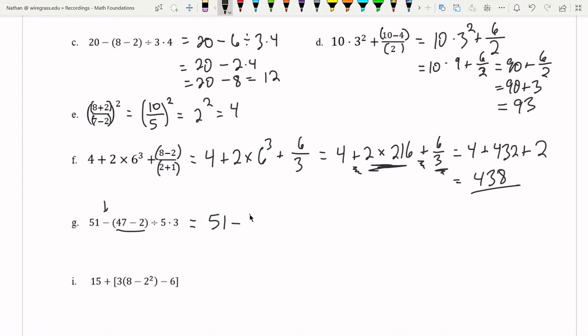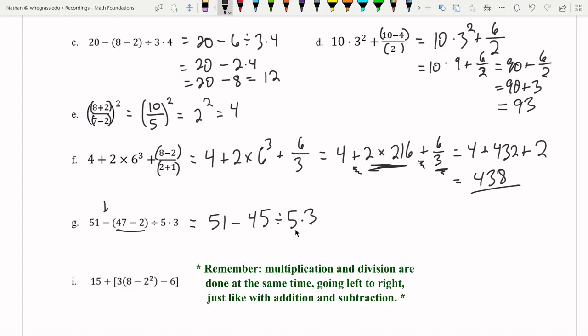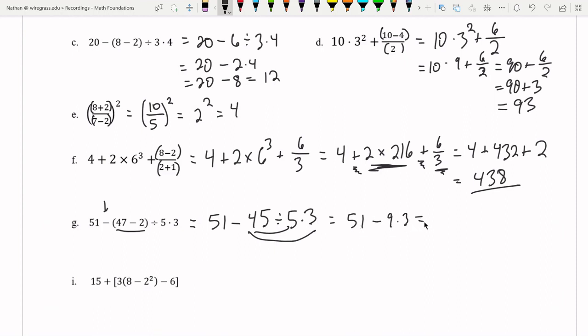47 minus 2 is 45. Okay, there are no exponents, so division and multiplication. I'm going to do this one first, and then I'm going to do this one. That's going to give me 45 divided by 5 is 9. Now I can do 9 times 3 is 27. Finally, I can do the subtraction. 51 minus 27 is going to be 24.